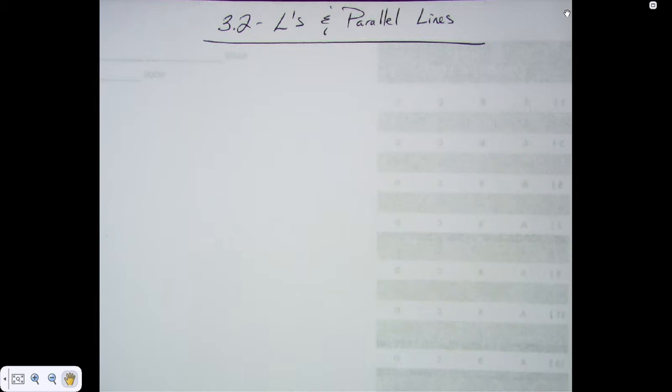Can anyone recall what we did yesterday? What did we learn about? Transversals, we had what? Alternate what? Let's pull this back out.